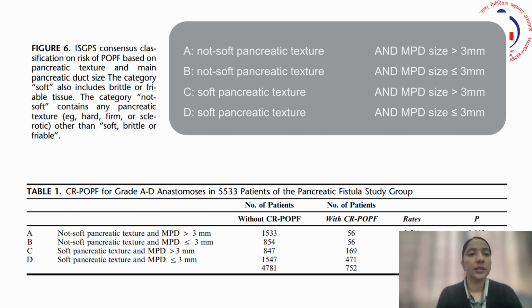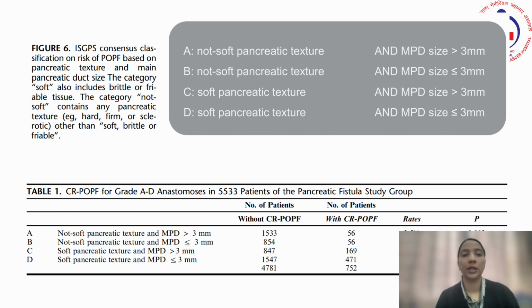And the first, A, is the non-soft pancreatic texture, and non-soft means any hard form or any sclerotic pancreatic tissue, which is usually assessed during the intraoperative period by the surgeon, by feeling the pancreatic tissue himself. And B is the main pancreatic duct size more than 3 mm with non-soft pancreatic texture, or non-soft pancreatic texture with the main pancreatic duct size less than or equal to 3 mm.